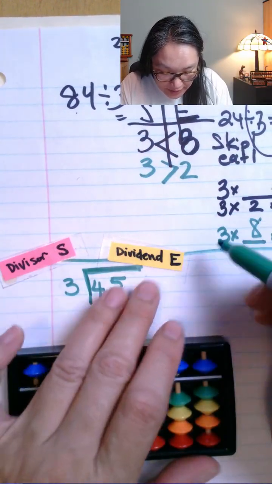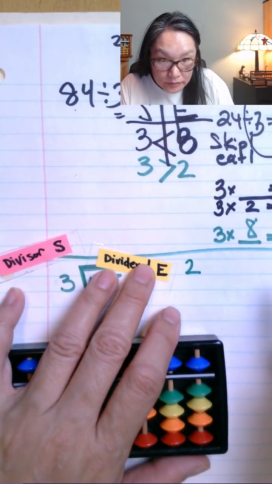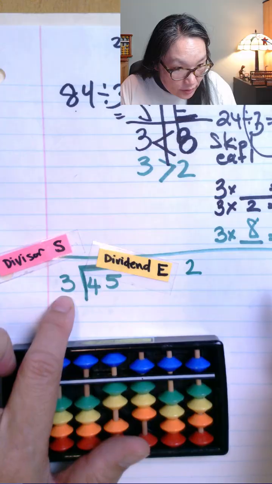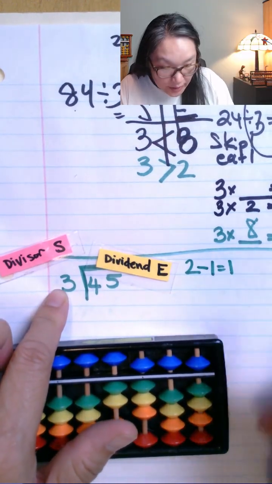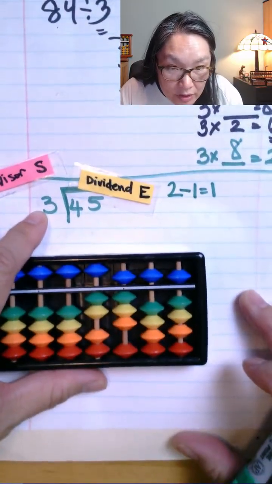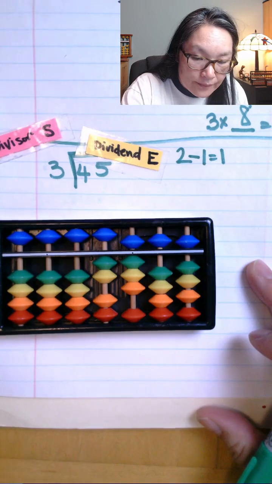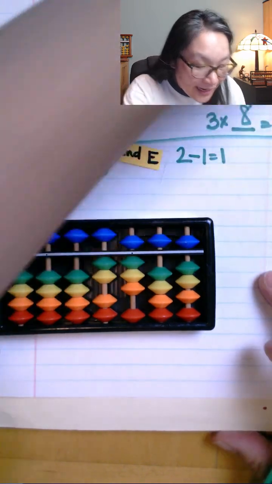So our dividend is 2 digits, and our divisor is 1 digit. So we have 2 digits, take away 1 digit is equal to 1. So that is where we're going to have our starting point. Does that make sense? Are we all right? We're tracking like a horizontal bar?